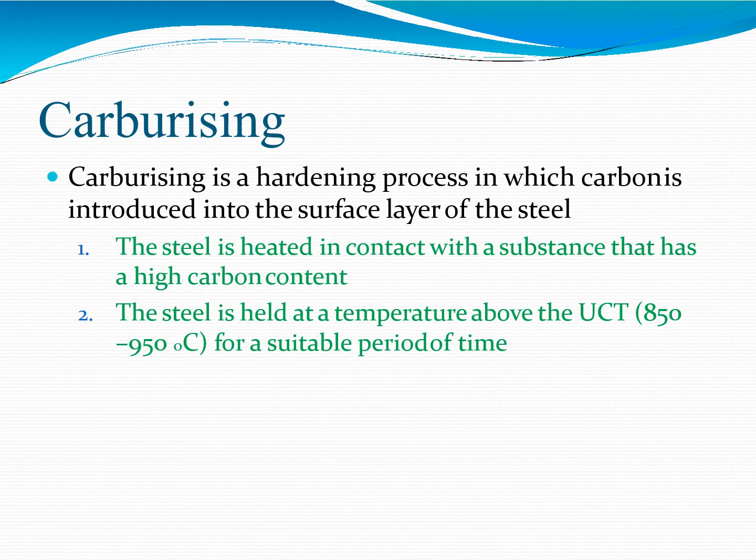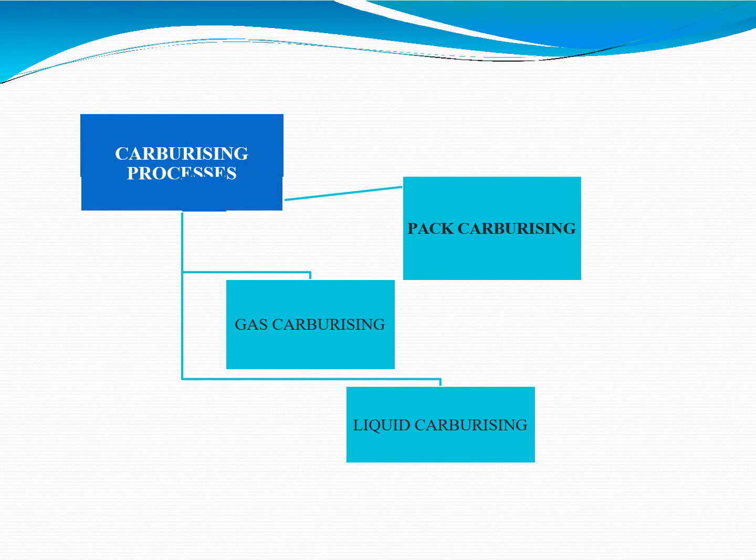The steel is heated in contact with a substance that has a high carbon content. Next, the steel is held at a temperature of 850 to 950 degrees Celsius for a suitable period of time, above the upper critical temperature. Next is the carburizing process. There are three types of carburizing process: pack carburizing, gas carburizing, and liquid carburizing.